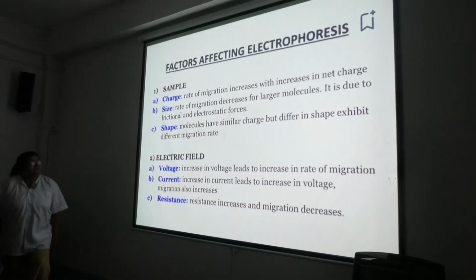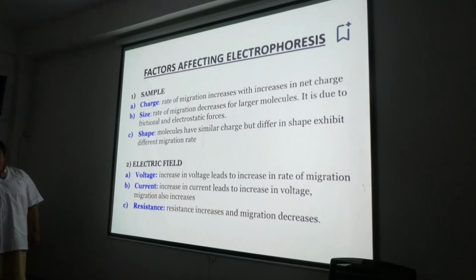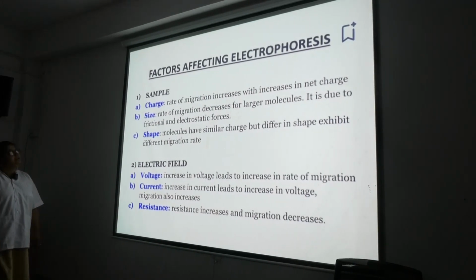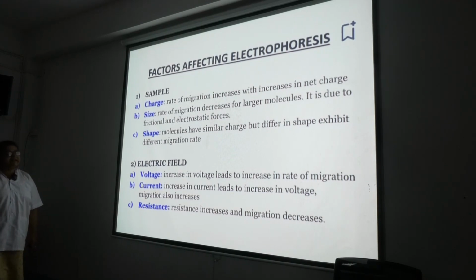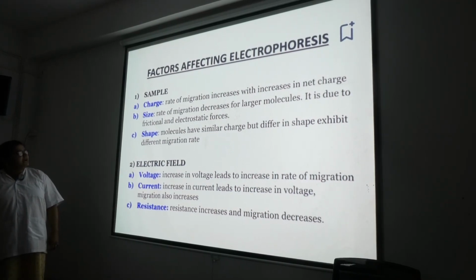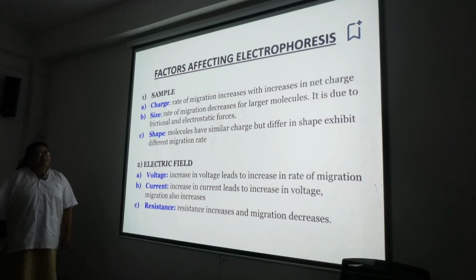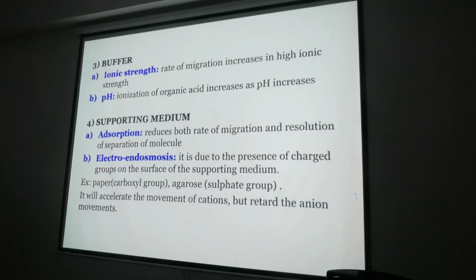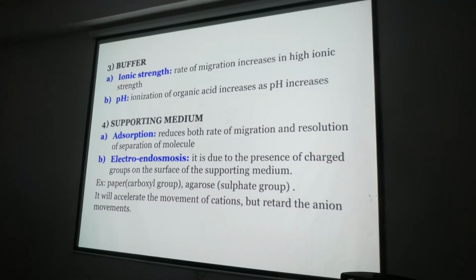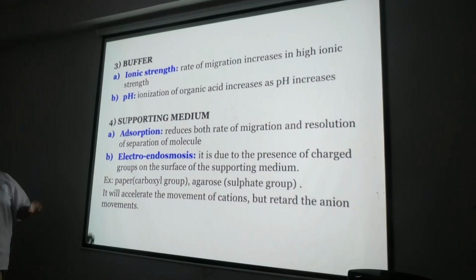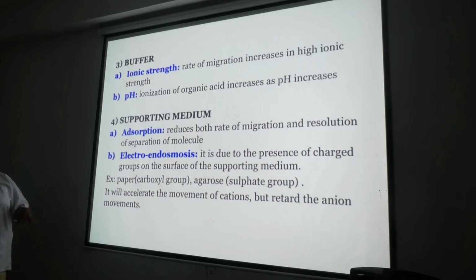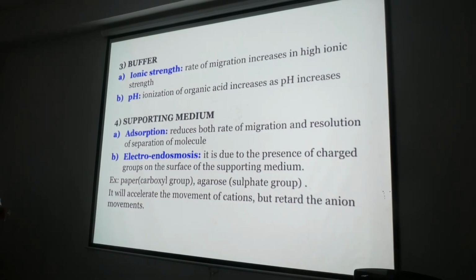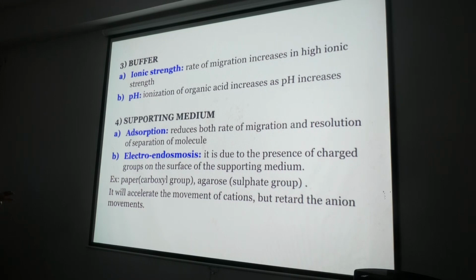The factors affecting electrophoresis: sample, charge, where the rate of migration increases with increase in net charge; size, where the rate of migration decreases for larger molecules; ionic strength, where the rate of migration increases in high ionic strength; and pH, where ionization of the organic acid increases as pH increases. Supporting medium: adsorption reduces both the rate of migration and the resolution of separation of molecules.